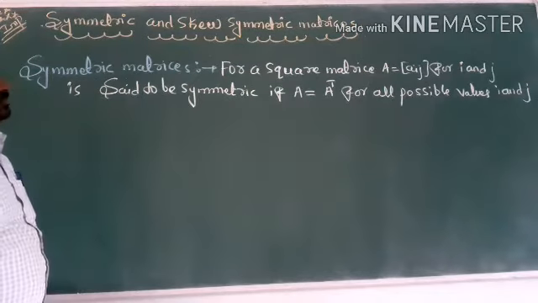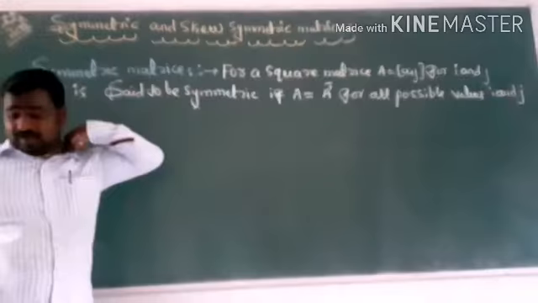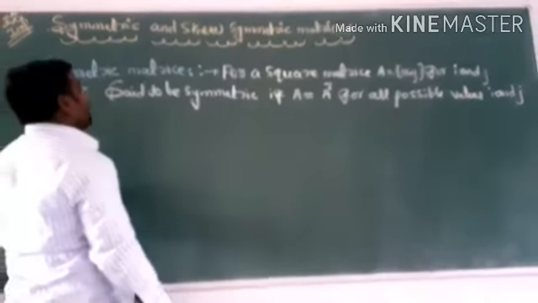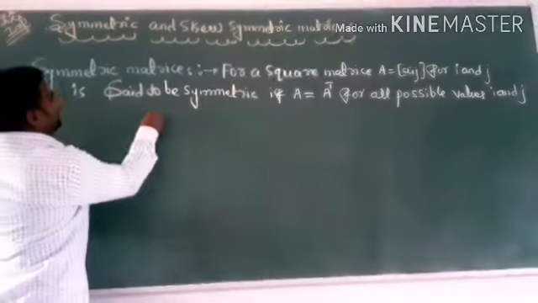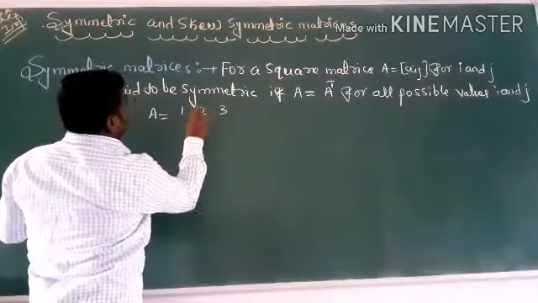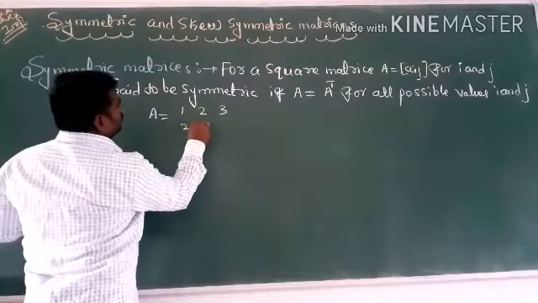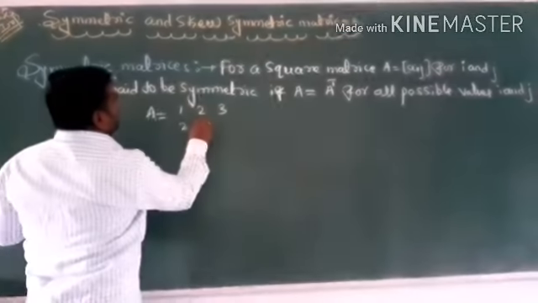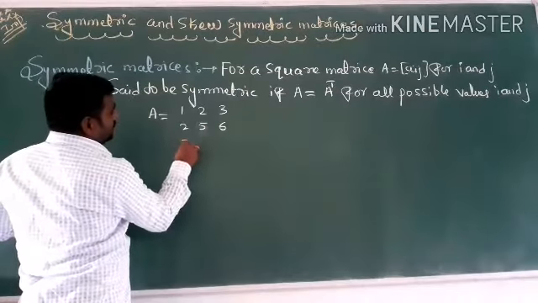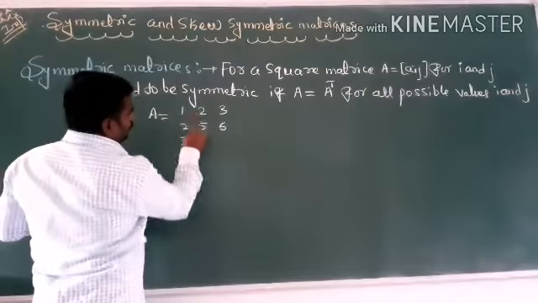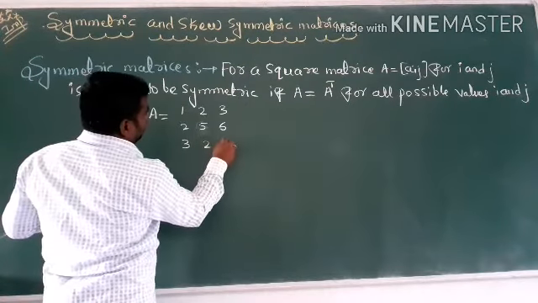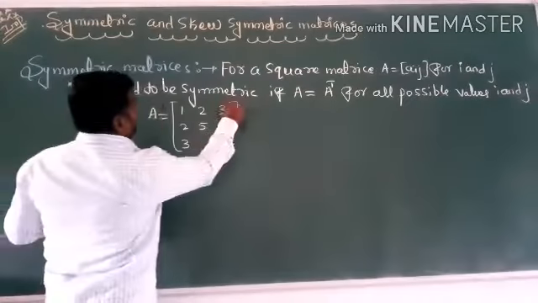So examples are most important. How to take the examples? Let us discuss one by one. Square matrix A is equal to, say, 1, 2, 3 in the first row. Then 2, 5, 6. Then 3, 6, 7. Check this one.